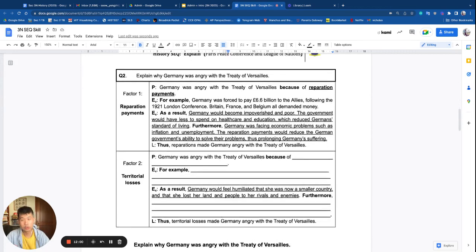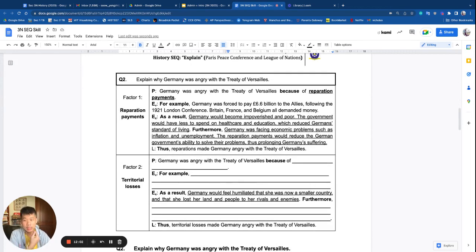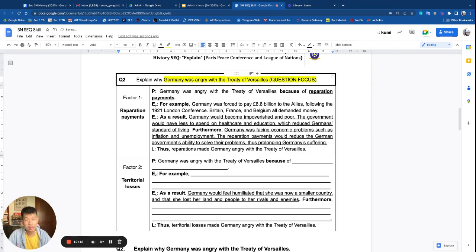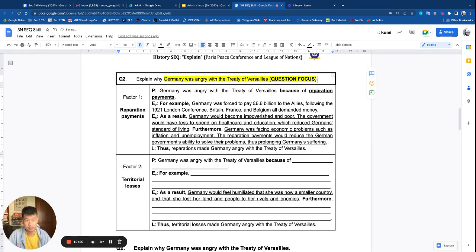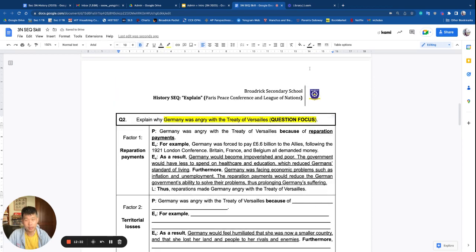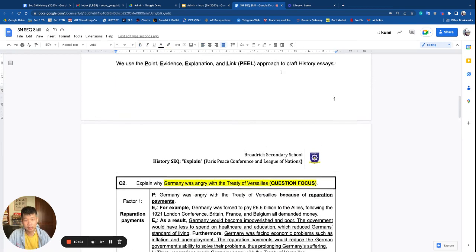So now we're on page 2. When you see a question like this, the first thing you do is highlight what? Highlight the question focus. Explain why Germany was angry with the Treaty of Versailles. And now I need to come up with factors. I need to come up with ideas. Factors, ideas, answers.